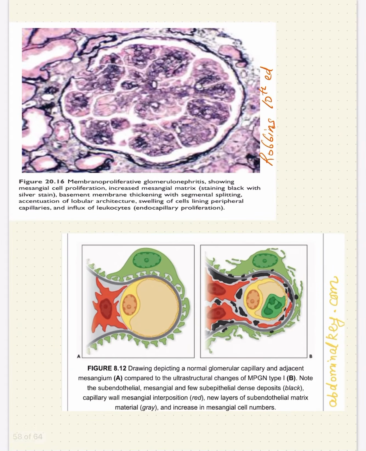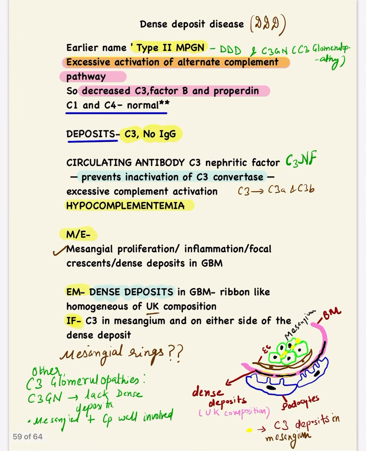Now again the same picture, the tram track appearance, and this is a picture I have taken from this site, and it is showing how the mesangial cells behave. This is normal, where there are the podocytes and the capillary endothelium. These are the mesangial cells. Here it is showing the interposition of the mesangial cells in the subendothelial and basement membrane locations. So this causes the tram track appearance. So you should remember this. Important for the MCQs.